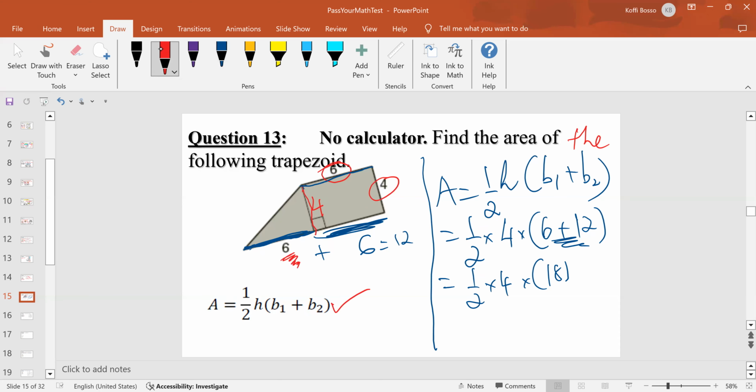Every time you have 1 over 2 multiplied by a number, that means take that number divided by 2. So 1 over 2 multiplied by 4 means 4 divided by 2, which is 2. And the 2 multiplied by 18 gives you what? 36. So the area here is 36 square units. They don't give a unit, but it's 36 square units. We continue.